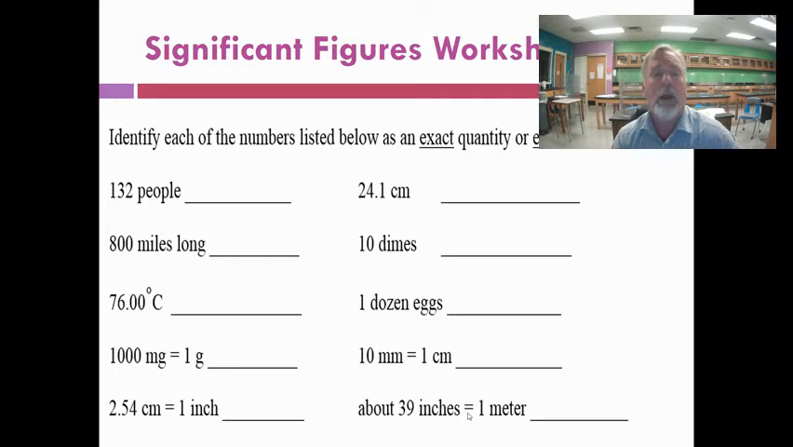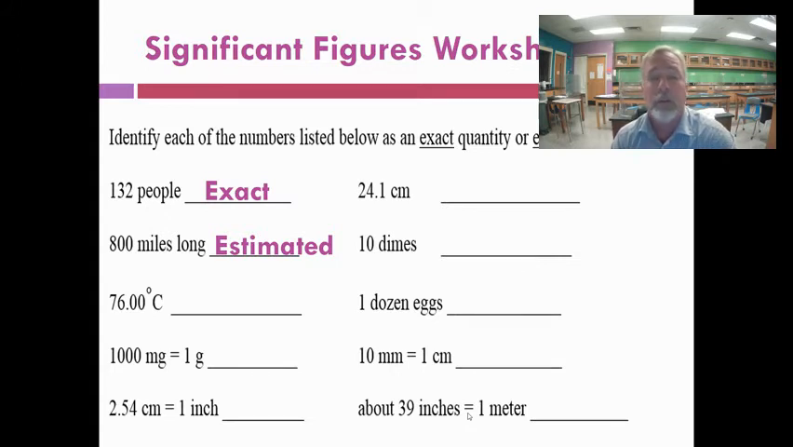Okay. So let's start off with 132 people. Is that something we measure, or is that something we count? Well, we count people, right? So we would call this an exact number. We actually would go through and count the 132 people. Right? Something that is 800 miles long. Well, are we going to count miles? No, miles is something that we measure. So this one's going to be an estimated number, right? It's a measurement, something we estimated.